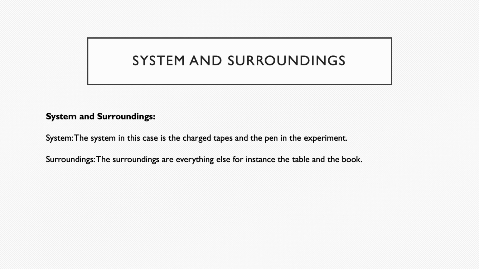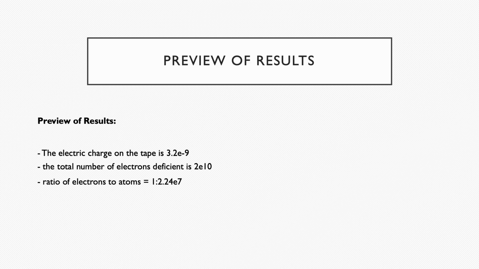So the system and the surroundings. The system in this case is the charge tapes and the pen in the experiment. The surroundings are everything else, for instance the table and the book. Preview of the results are as follows. Electrical charge, the total number of electrons deficient and the ratio of electrons are found as follows.